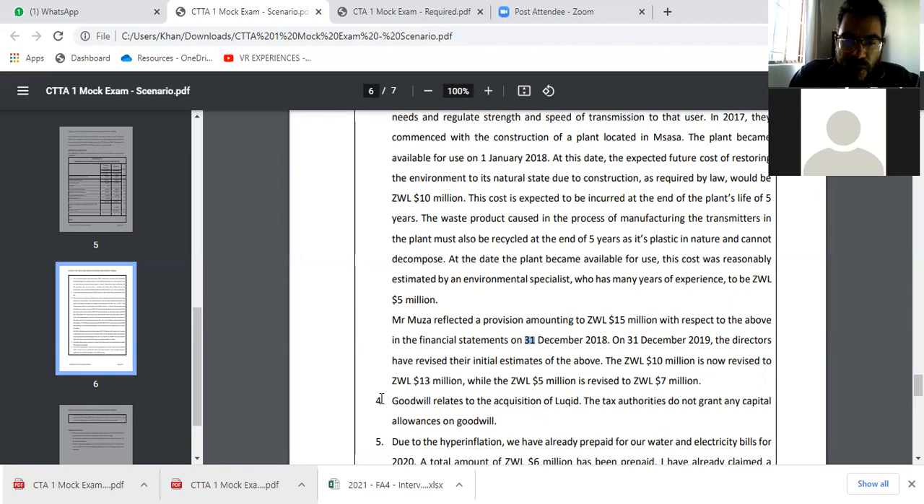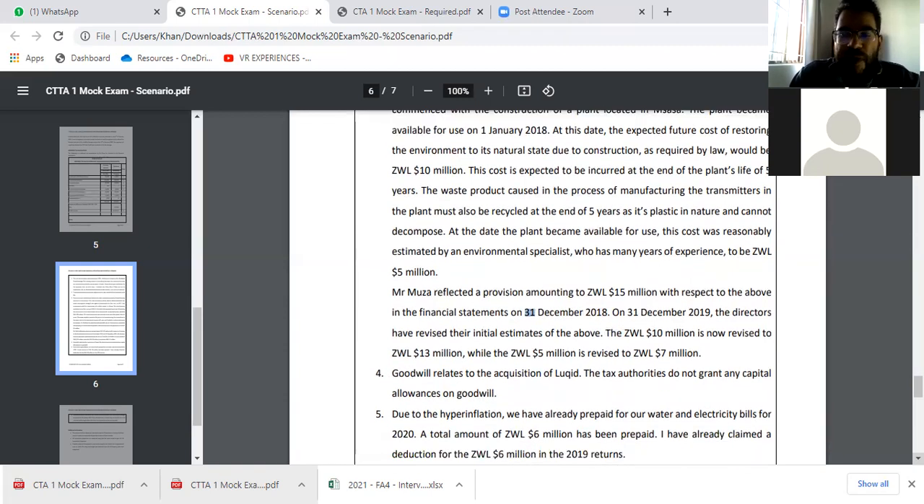Okay, so they say goodwill relates to the acquisition of Liquid. The tax authorities do not grant any capital allowances on goodwill. So remember, with goodwill, there won't be any deferred tax calculation. Accounting standard says there's no deferred tax on goodwill.